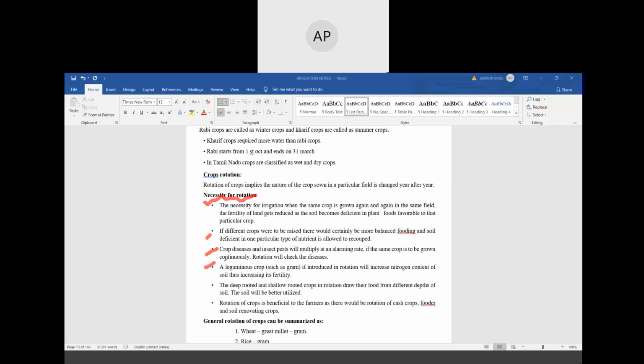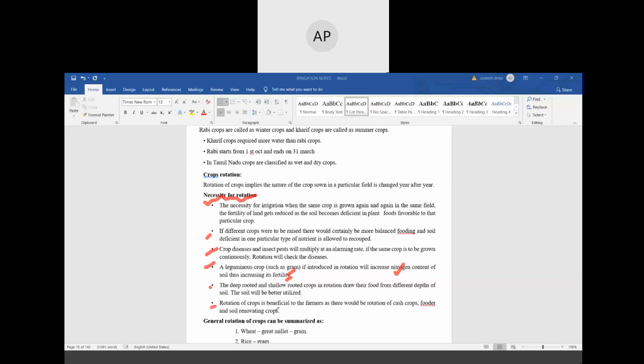Next, leguminous crops such as gram, if introduced in rotation, will increase the nitrogen content of soil and thus increase the fertility. Next, deep-rooted and shallow-rooted crops in a rotation draw their food from different depths of soil. The soil will be better utilized.